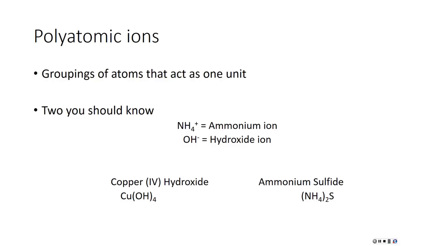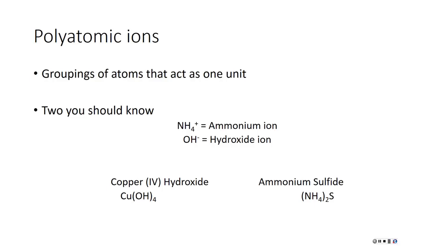So for example, if I have FeCl4, iron is a transition metal, so I want to show the charge of that because it can have multiple charges. So the name is going to be iron(4) chloride. Okay, and you did some examples of this. Remember that from last time?